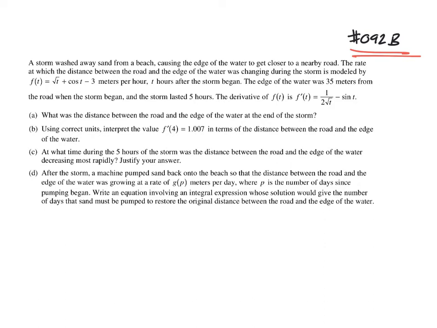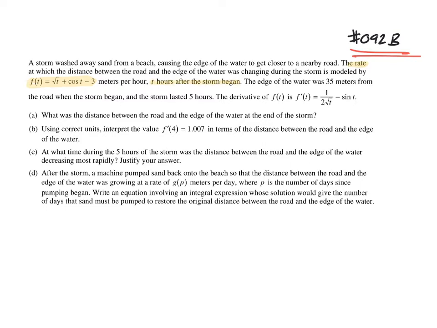A storm washed sand from a beach, causing the edge of the water to get closer to a nearby road. The rate at which the distance between the road and the edge of the water was changing during the storm is modeled by f of t, which is the square root of t plus cosine t minus 3, in meters per hour. So this function is actually already a derivative, right? It says it's a rate. t is measured in hours since the storm began. So that's important to know also.